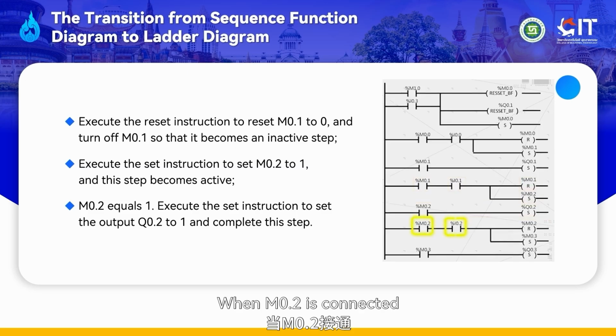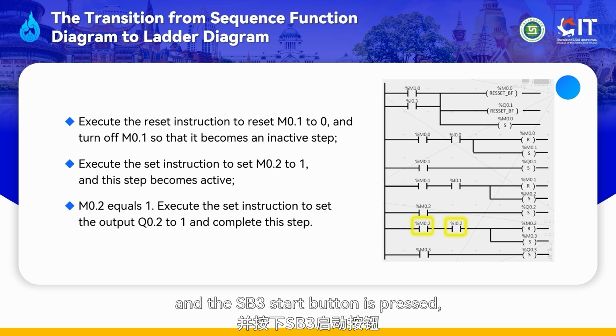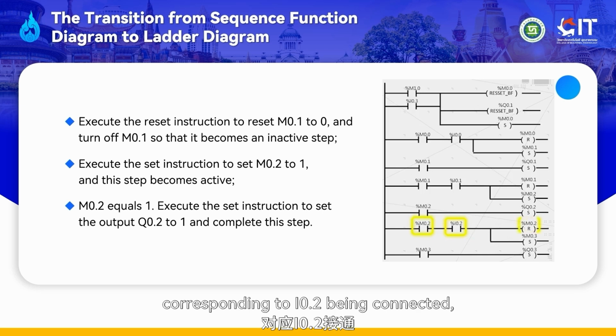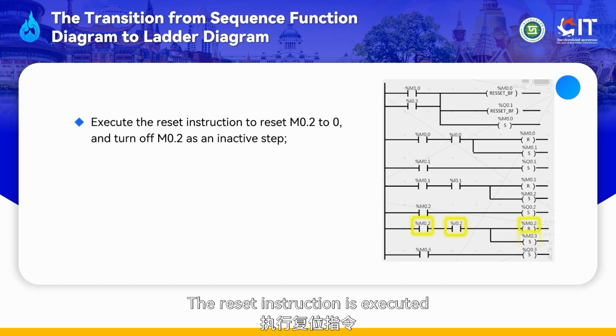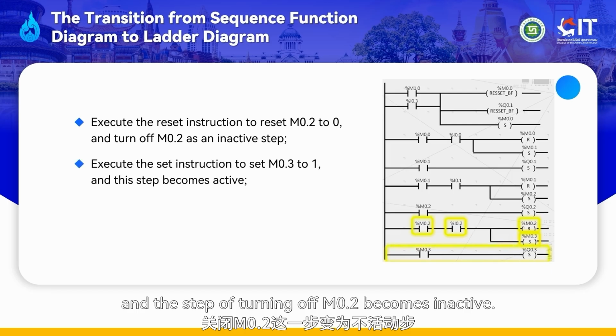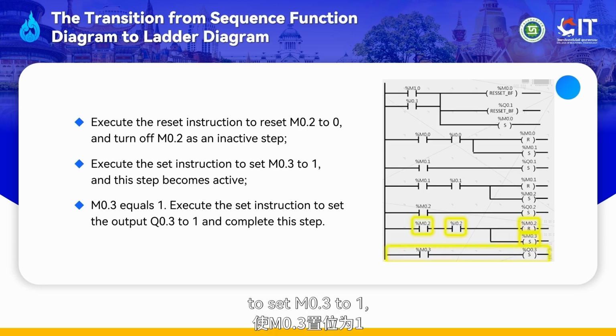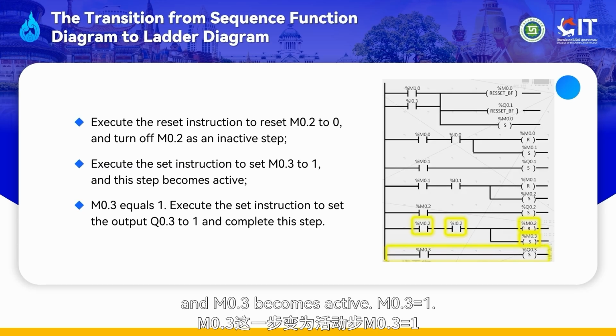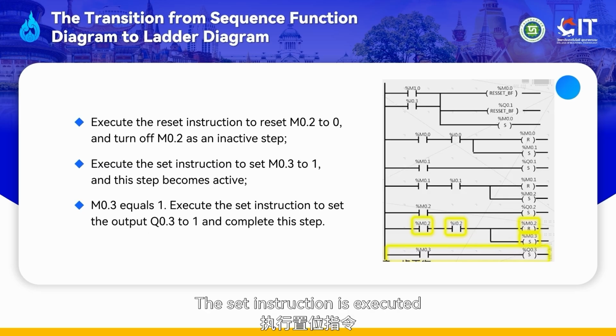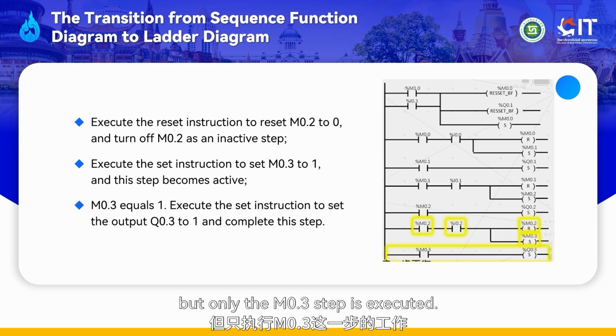When M0.2 is connected and the SB3 start button is pressed, corresponding to I0.2 being connected, the conversion condition is met. The reset instruction is executed to reset M0.2 to 0, and step M0.2 becomes inactive. At the same time, the set instruction is executed to set M0.3 to 1, and M0.3 becomes active. M0.3 equals 1. The set instruction is executed to set the output Q0.3 to 1, completing the work of this step.